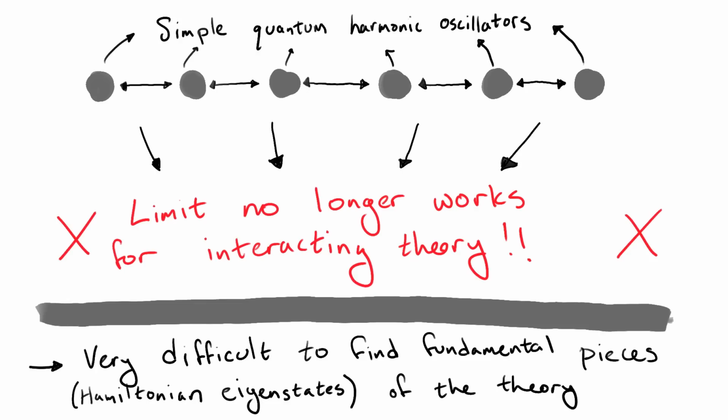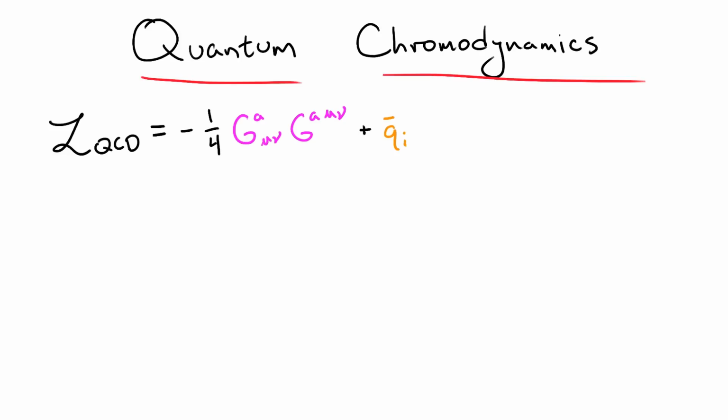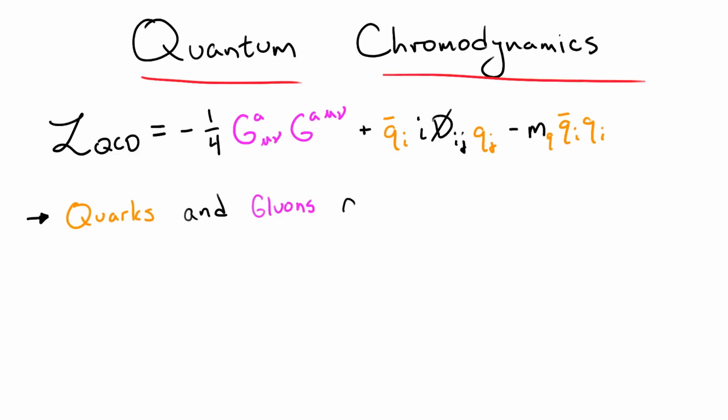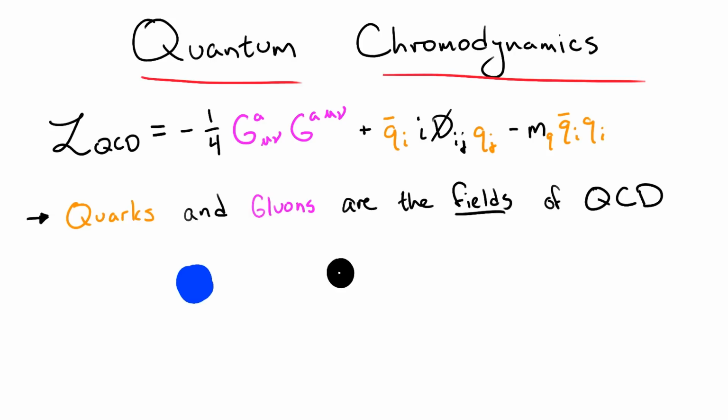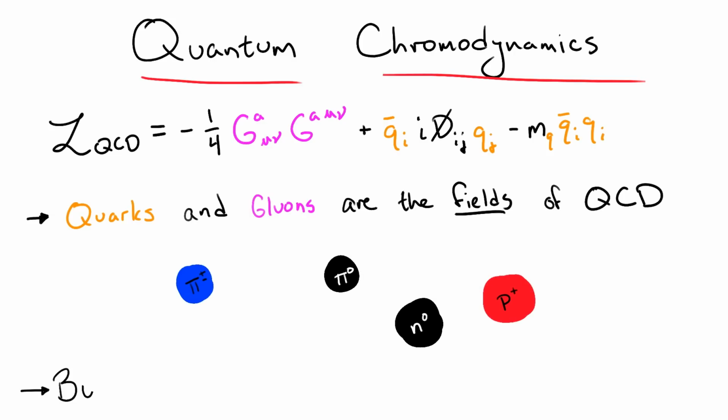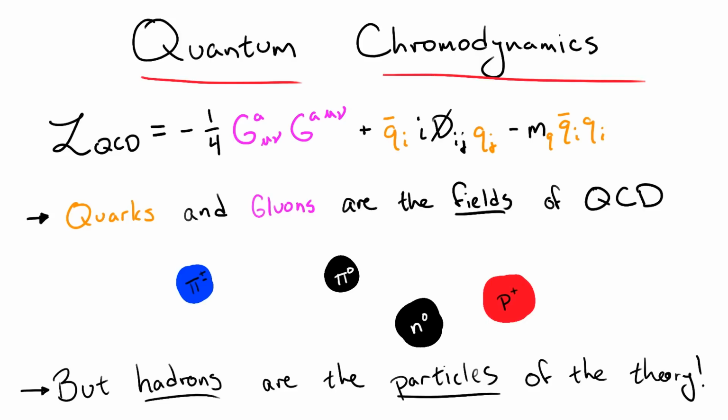Now this may seem very odd, but it can be seen in a somewhat familiar case, namely that of quantum chromodynamics. In this case, the fields that make up the theory are the quarks and the gluons, but these aren't the particles that we observe in experiments. Instead, we only see hadrons, such as pions or protons or neutrons, at least at low energies.